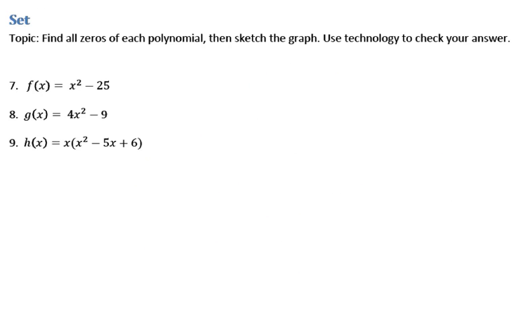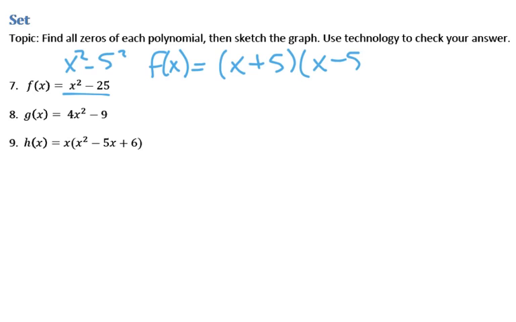So now, 7, 8, and 9, it says find all zeros of each polynomial, then sketch the graph. Use technology to check your answer. Okay, so how are we going to figure out these zeros? Well, we can use that difference of squares here, because that's like x squared minus 5 squared. So it factors out to be x plus 5 times x minus 5.